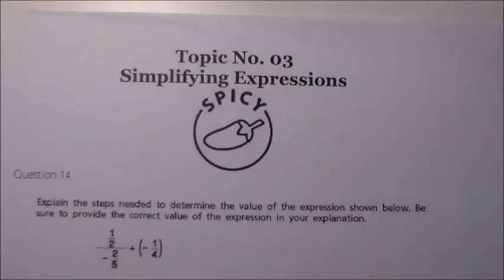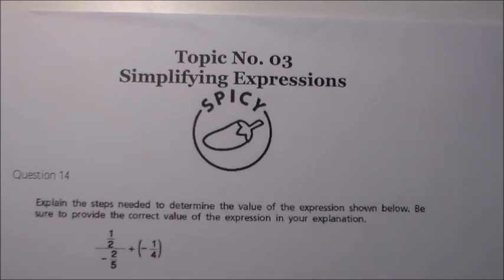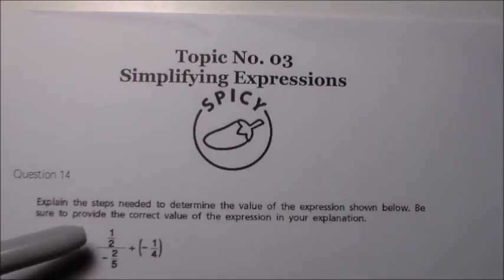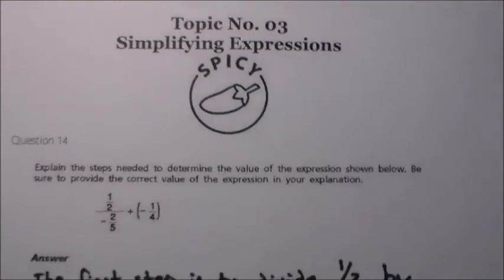And on to question 14. Explain the steps needed to determine the value of the expression shown below. Be sure to provide the correct value of the expression in your explanation. Okay, so what do we have? We have one fraction divided by another fraction plus a negative fraction. So what are we going to do first? The order of operations tells us that we do division first, because division comes before addition and subtraction. So let's write it out.